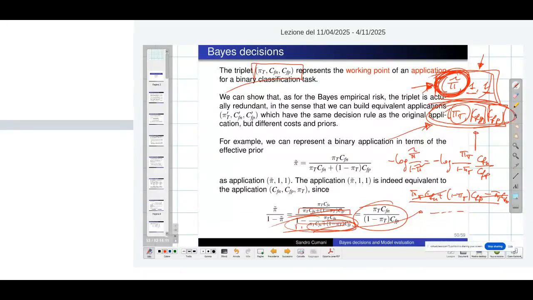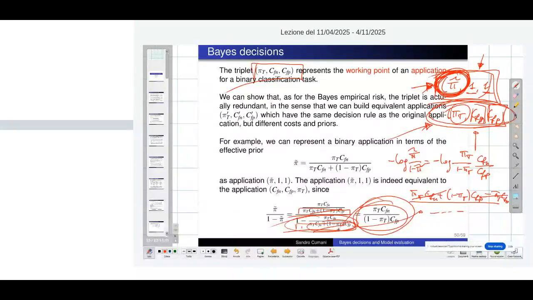Which makes sense. If I have more points of a class, that means that I want to have fewer errors for that class, because if I have more points of that class, I want to minimize the errors of that class. That's similar with the cost. If, for a class, the cost of error is higher, I want a low number of errors for that class. That is the thing that is being written here.